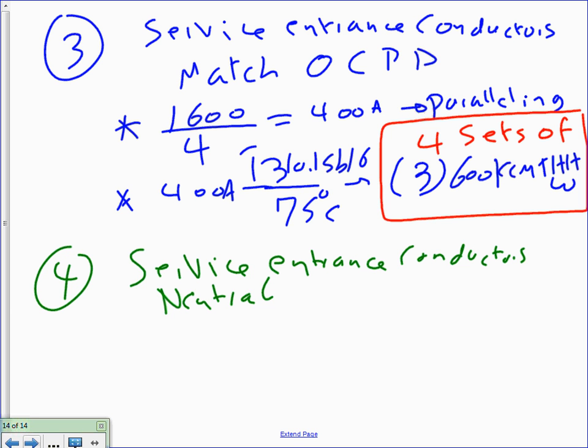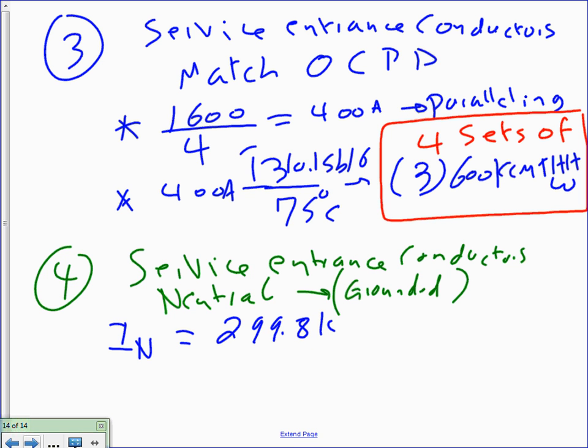The neutral. The grounded conductor, or as we call it, the grounded one. Okay, so let's go do the math on that. So remember the I neutral. Now I want you guys to give me the kVA for the neutral that we calculated.